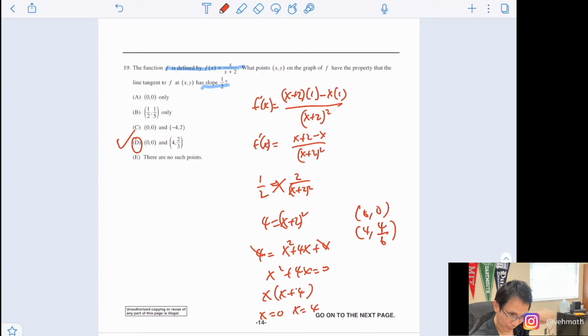Oh, yeah, it's -4. My bad, I read it wrong. So -4 is going to be -4 over 2. So it'll be -4 over 2. See.